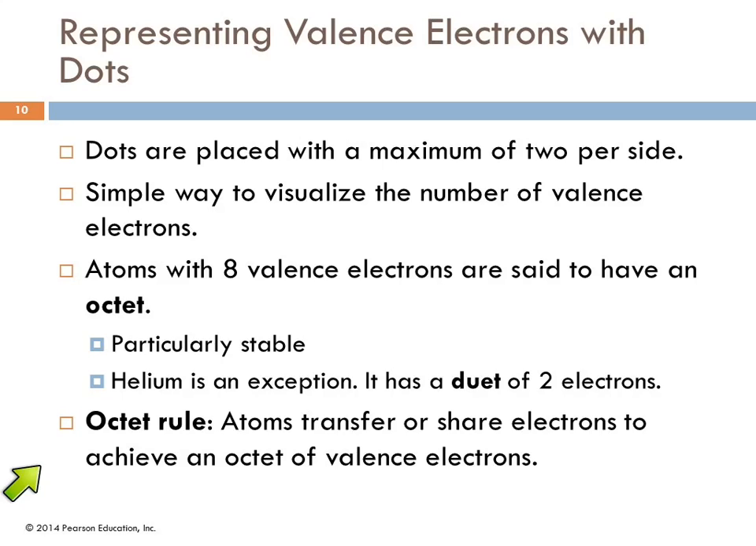So the octet rule states that atoms transfer or share electrons to achieve an octet of valence electrons. So if it's a metal and a nonmetal, the metal's going to give up electrons to the nonmetal until they both have 8 valence electrons, an octet. If it's 2 nonmetals, they're going to share in a way that they both have an octet of electrons.